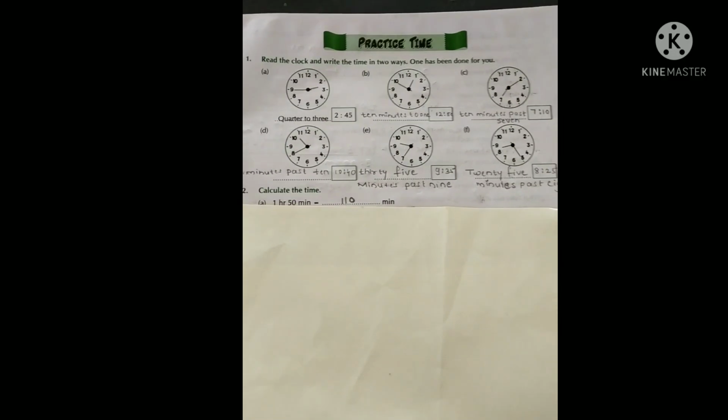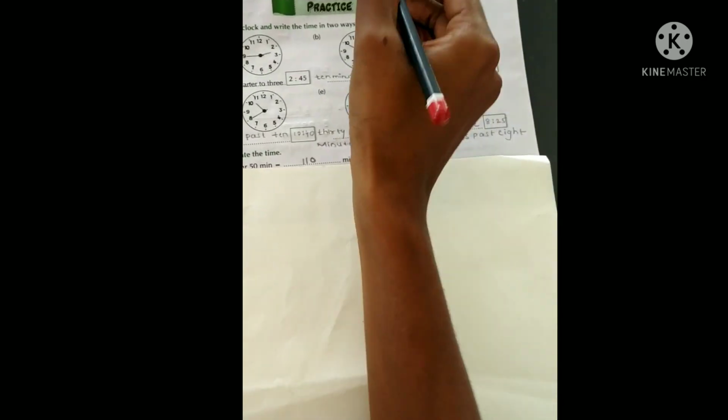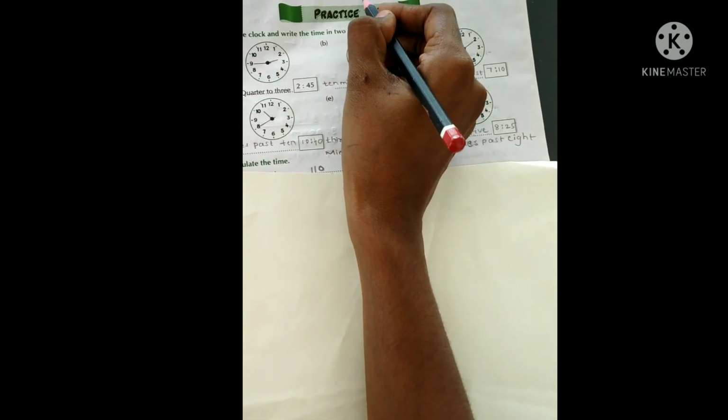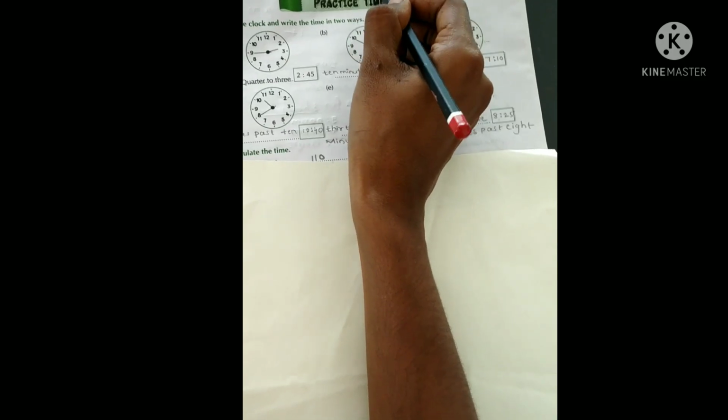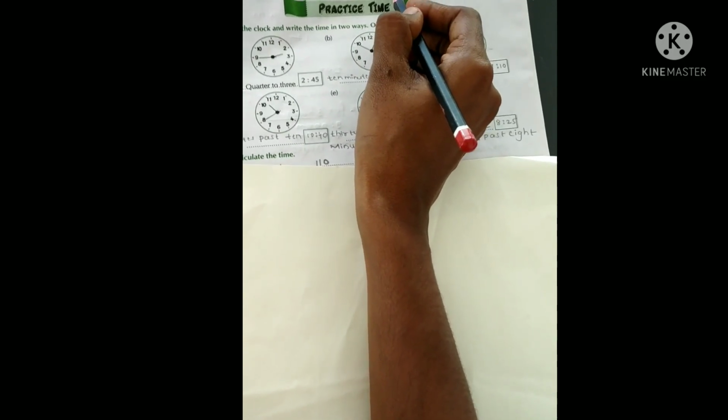Okay, children, open page number 27 and first of all write today's date. What is today's date? 8, 10, 2021. First you should mention the date. Understood, children? Yes.